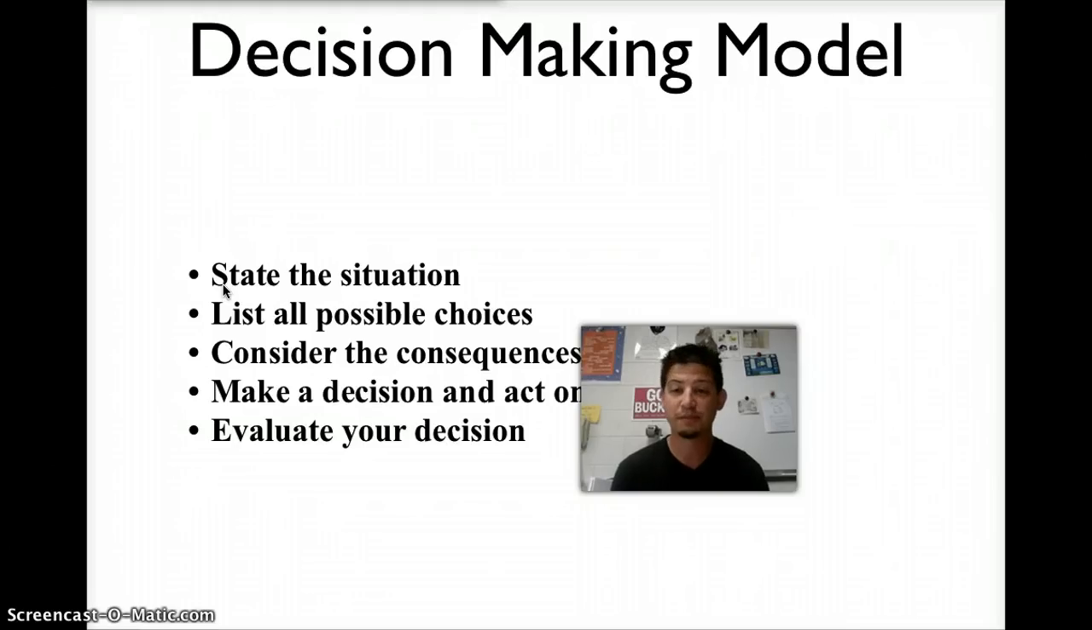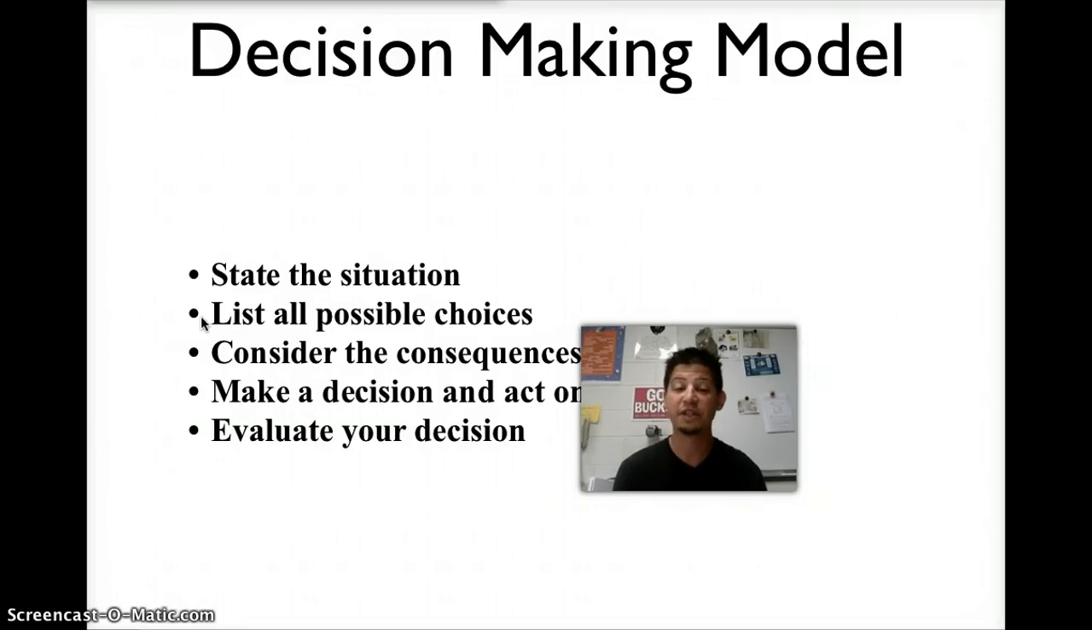Alright, what's the problem? Well, for example, you're in the lunchroom. One friend wants to sit at one table, another friend wants to sit at another table. Where do you go? How do you decide? What friend do I want to sit with? List all the possible choices. Well, I could sit with one friend today, and tomorrow I could sit with someone else. Or I could maybe sit with anybody else.